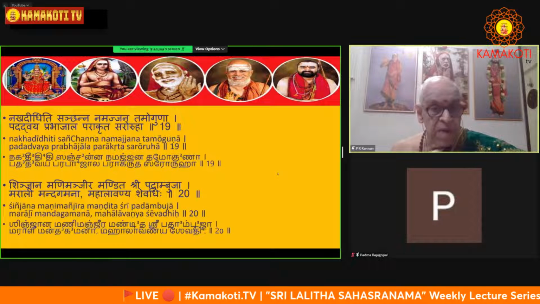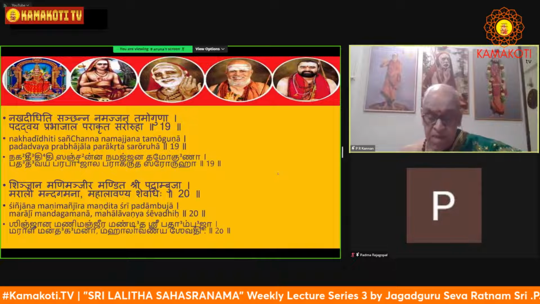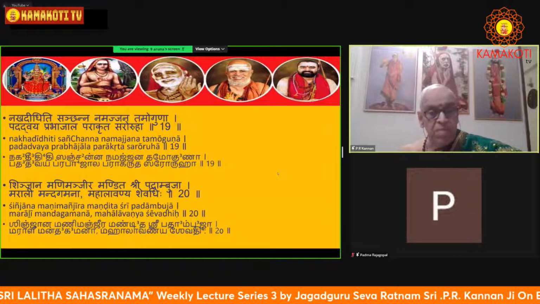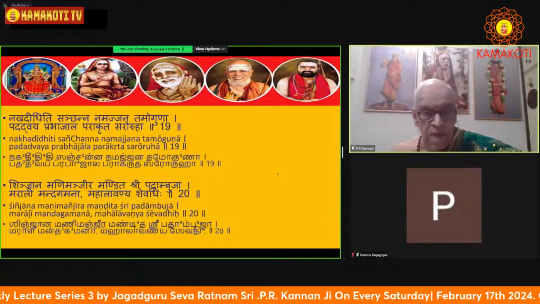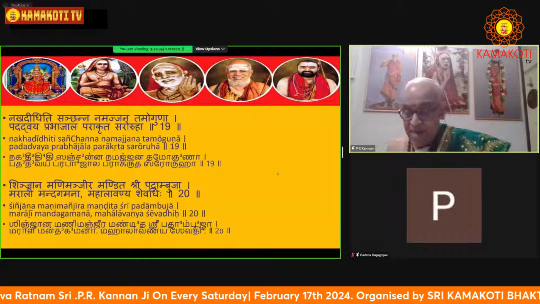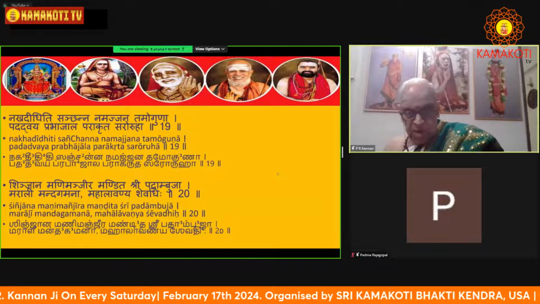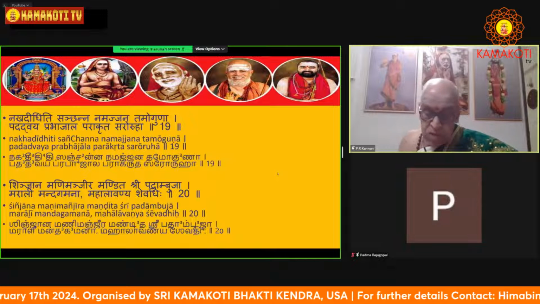Marali Mandagamana Mahalavanya Sevati. Marali Mandagamana. Marali means a female swan. Like a female swan, Annapakshi, like that. She is having a very gentle gait. Marali Mandagamana. Beautiful, gentle gait. That is compared with a female swan.